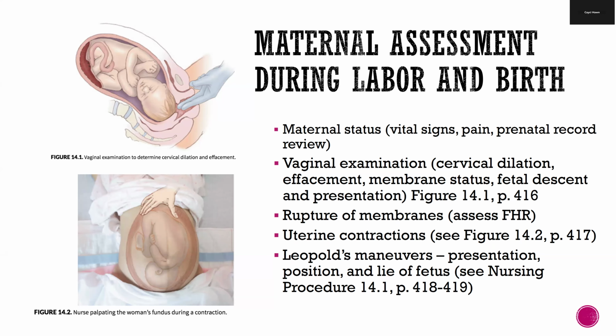Uterine contractions are next. We monitor those. If we're doing external monitoring, we will palpate the abdomen. Also, if she is ruptured and she needs internal monitors, then we will use an intrauterine pressure monitor, which actually gives us the exact strength of the contraction.